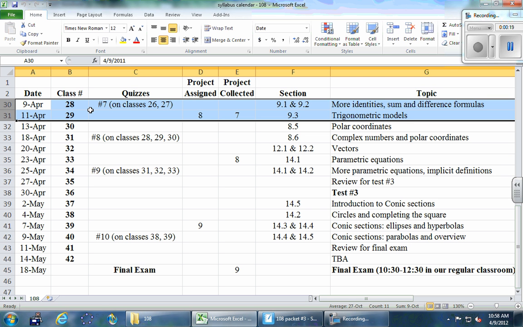28 divided by 42. What does it reduce to? Isn't it 2 over 3? Both of those, you guys don't know your 14 times tables? Both of those are divisible by 14. So today is the 2/3 mark in terms of Monday, Wednesday, Friday classes.